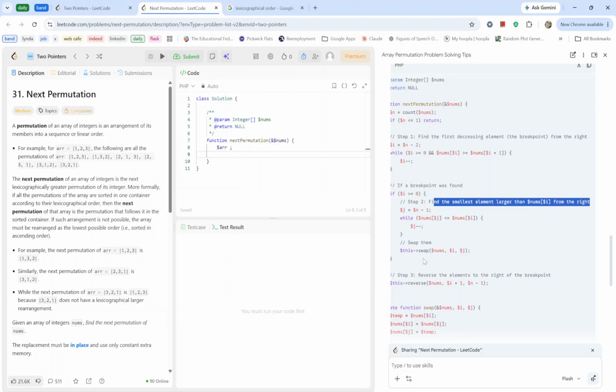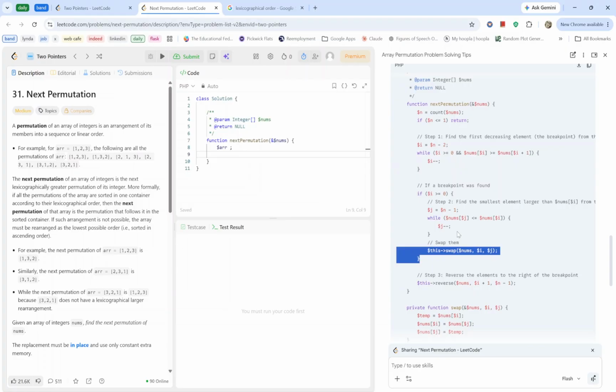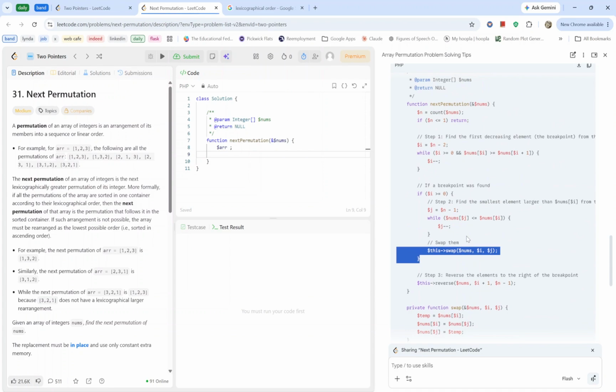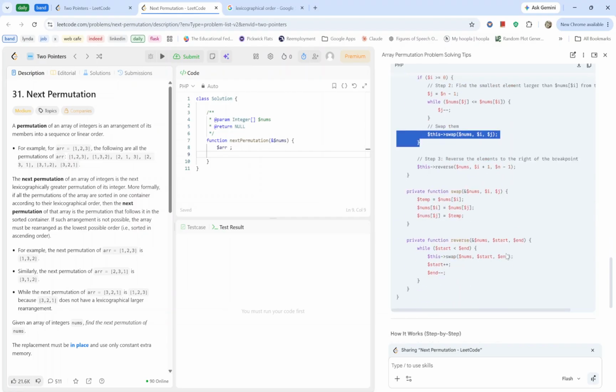Hmm. I would never have figured this out. I would never have thought about this. Wow. While nums[j] is less than or equal to nums[i], j minus minus, and then you swap them. And in the swap, you have a temporary value.